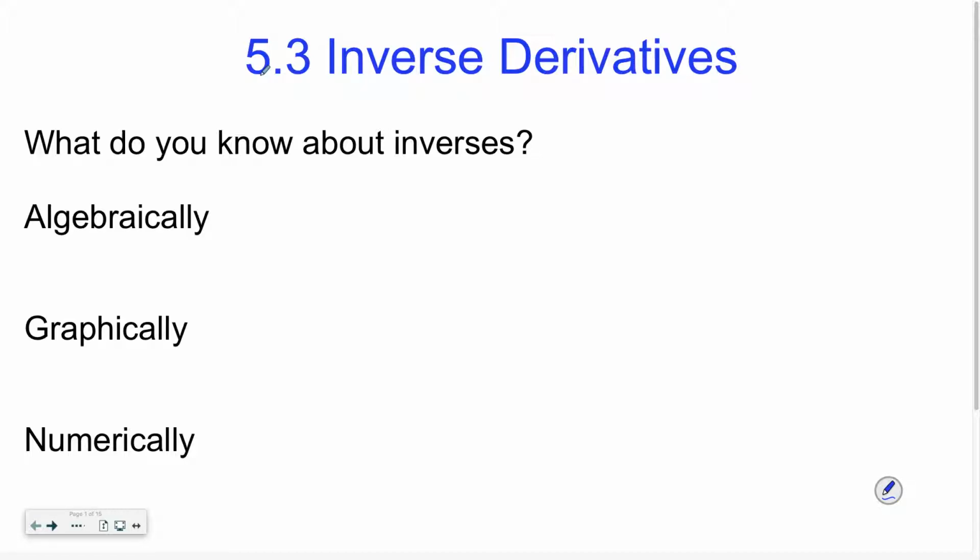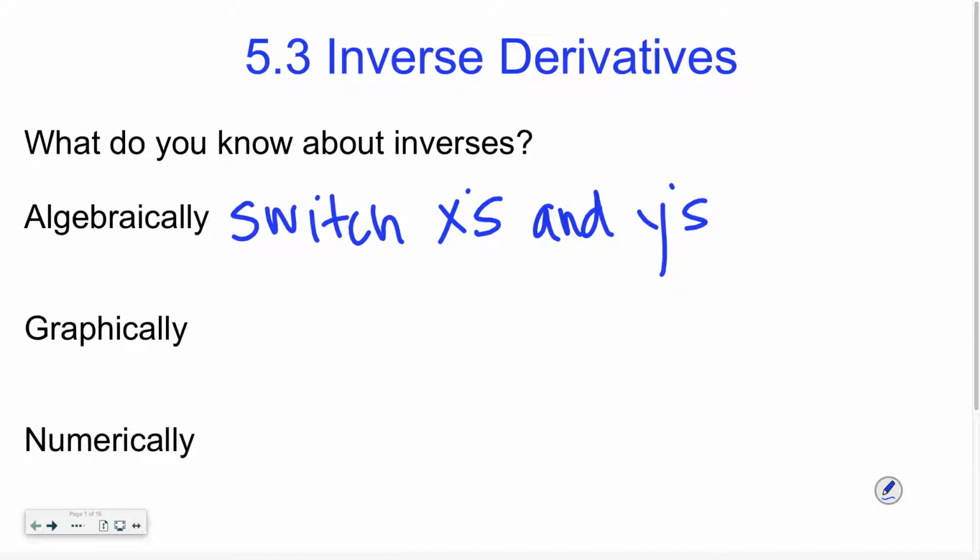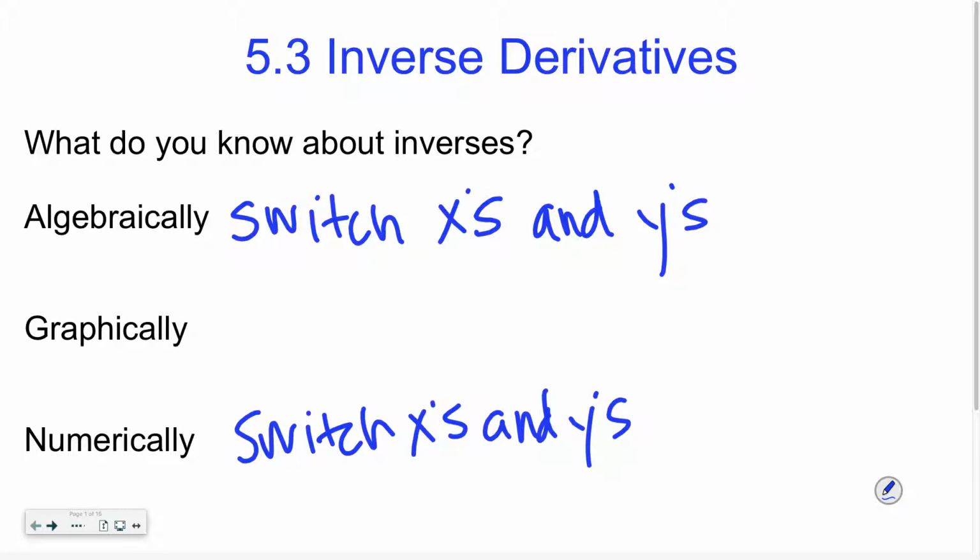Okay, algebraically, what do we do? Switch the x's and y's. Numerically, what do we do? We switch the x's and y's, okay? Graphically, technically, we still switch the x's and y's, but what's the special property that we have from the inverse to the graph?